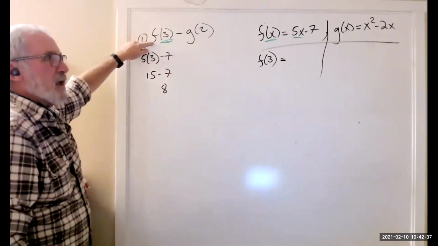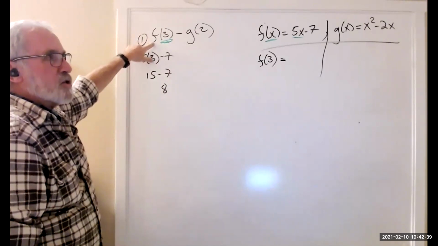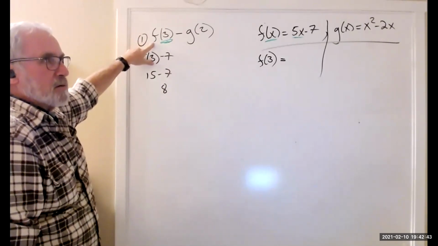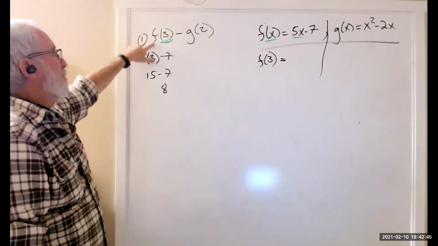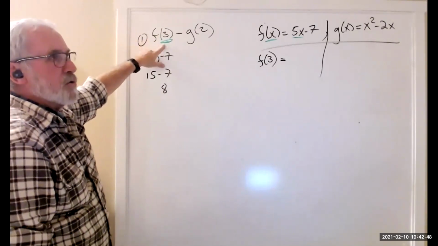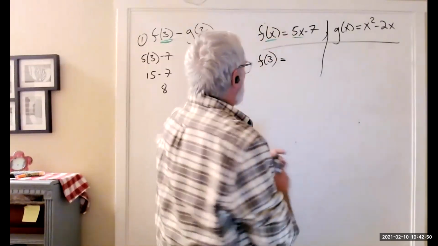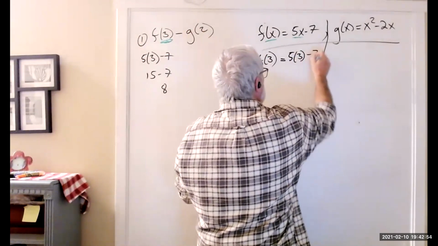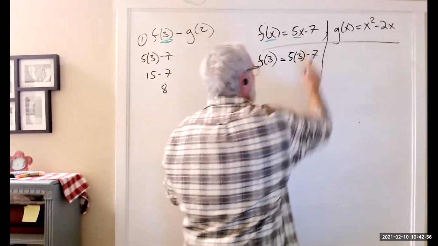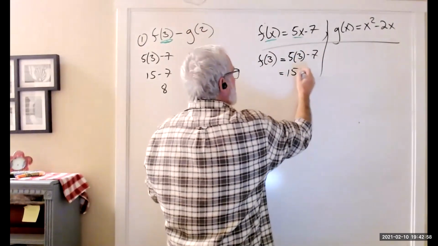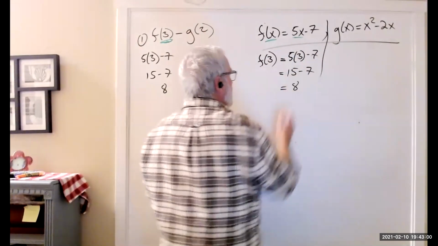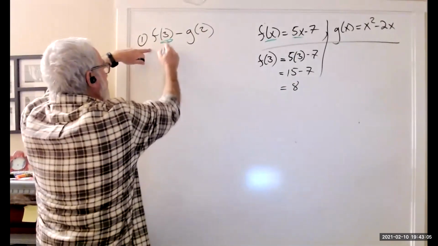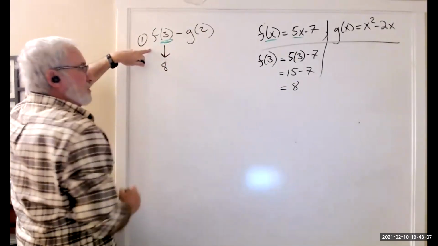Remember, this is its name. This tells you where to look. It says look at the f formula, and then plug 3 into the f formula. So you're going to plug 3 right here. 5 times 3 minus 7. So this is 15, take away 7. So this is 8. So literally f of 3 becomes 8.